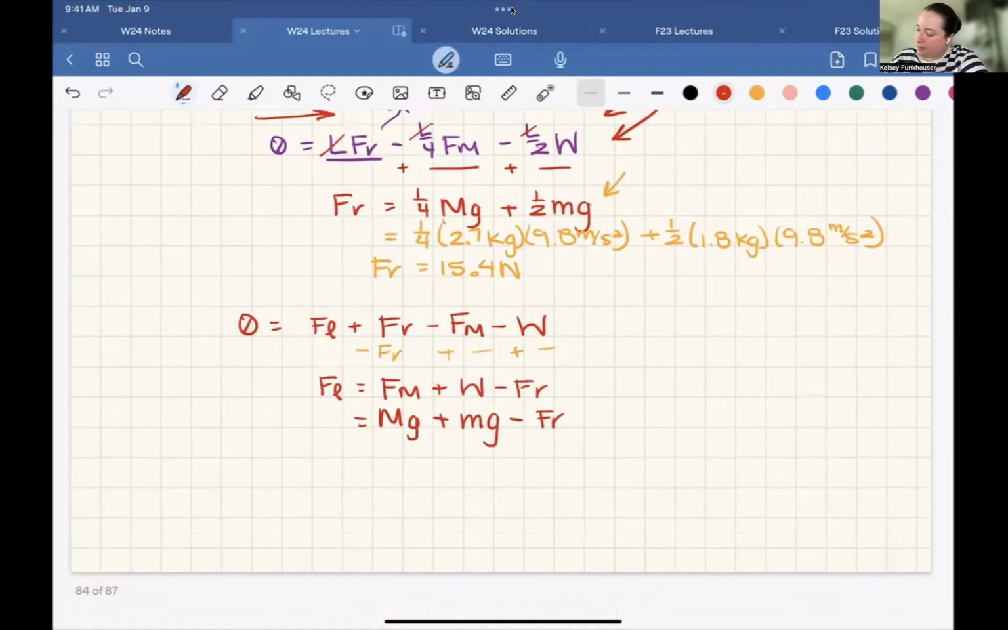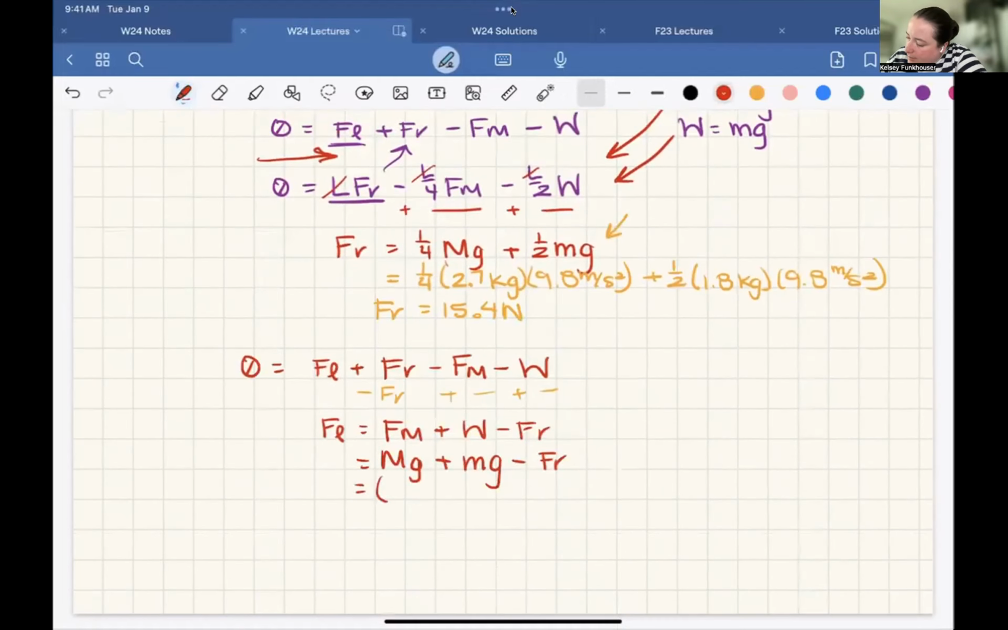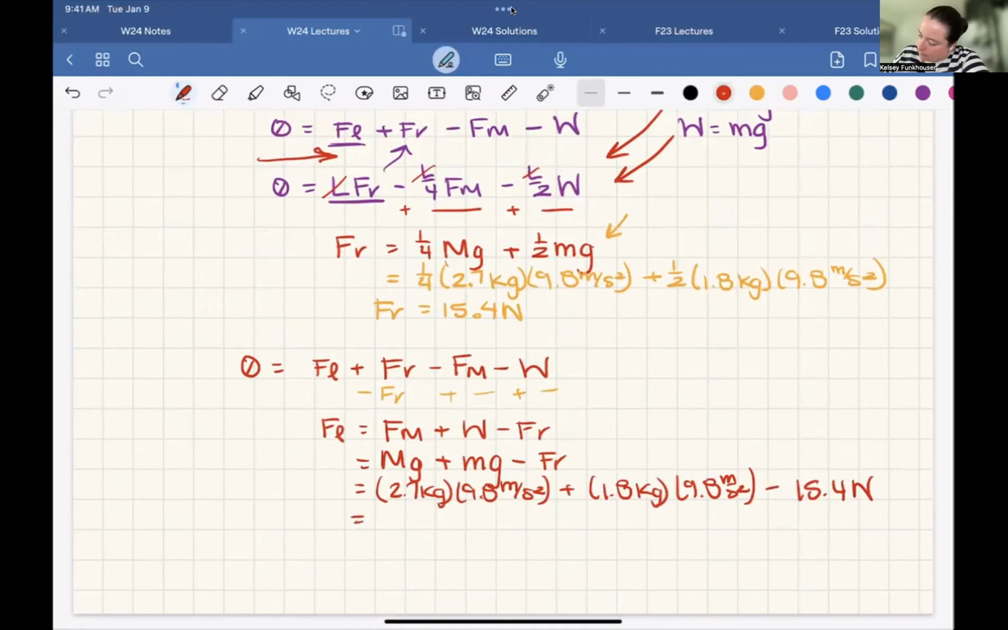Now we can plug in our numbers. Again, this is 2.7 kilograms times 9.8 meters per second squared plus 1.8 kilograms times 9.8 meters per second squared minus 15.4 newtons. And this is 28.7 newtons. So there we have the force on the right and the left.